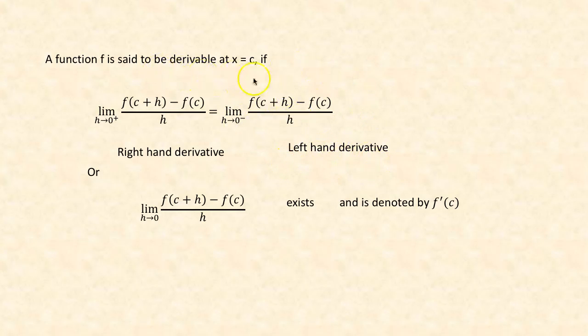So f is said to be derivable at c if the right hand derivative equals the left hand derivative, or if limit as h tending to 0, f of c plus h minus f of c by h exists, and we denote it by f dash c.